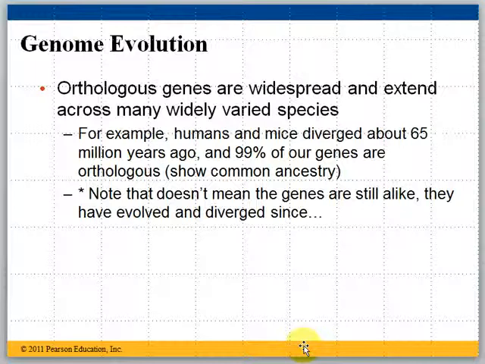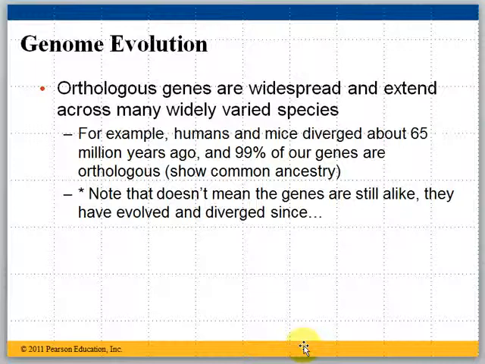So these orthologous genes are widespread and extend across many widely varied species. The homologous structures you're only going to see likely within groups of creatures that are fairly closely related. Like you're going to find the forearm bones of almost all mammals are very similar. You know, the whale, the bat, the cat, and the human. But you wouldn't expect to find that in, say, a butterfly or a fish. These orthologous genes, however, can be widespread across a huge swath of living creatures.